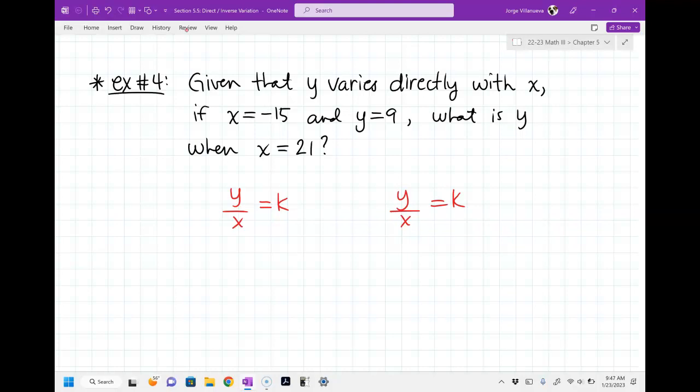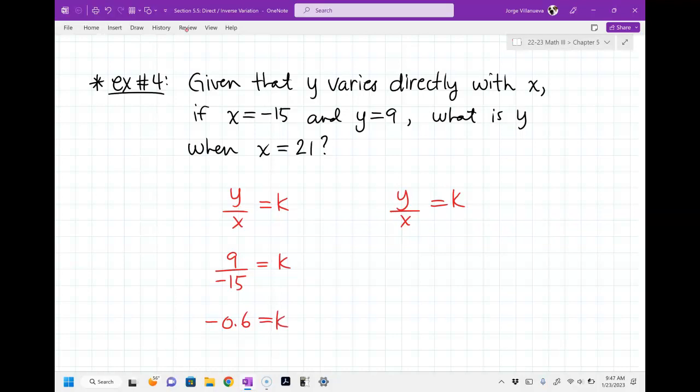Next part, if x is negative 15 when y is 9. So 9 over negative 15 is equal to k. 9 over 15 is the same as 3 over 5, so that'd be negative 0.6. This comes out to negative 0.6. That's going to be your k value.